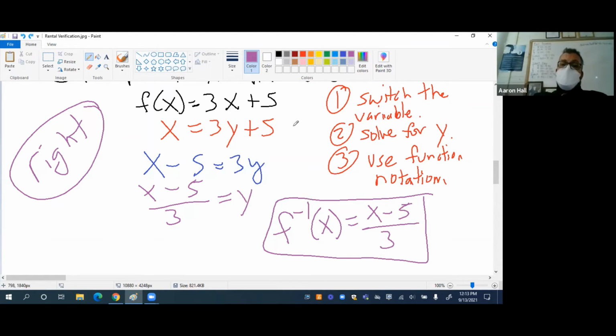Now, if I graph this f of x and I graph the inverse of f of x, then what relationship are they going to have on the grid?